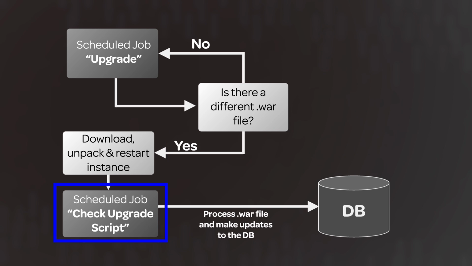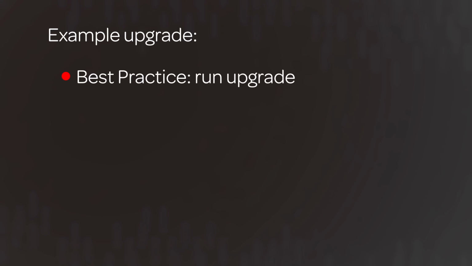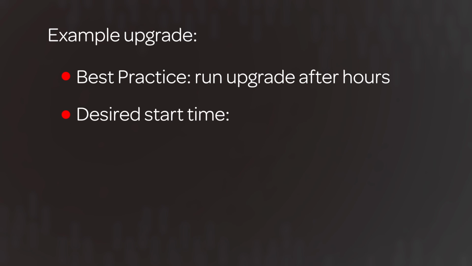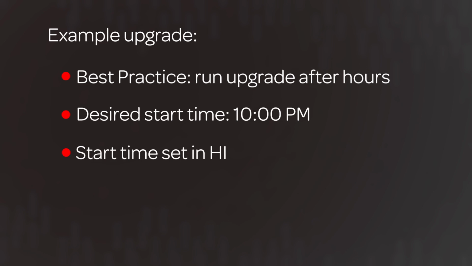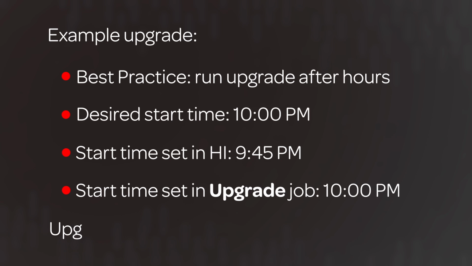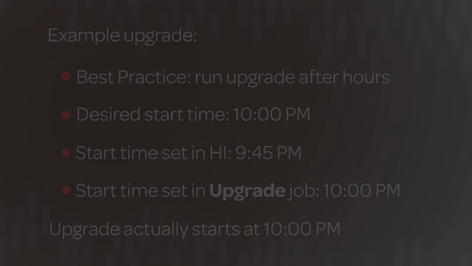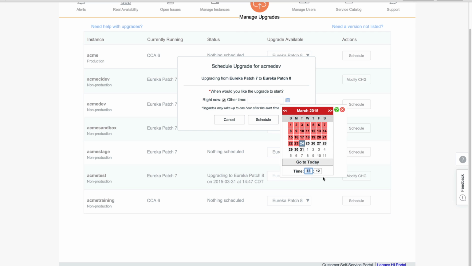The Check Upgrade script job runs automatically when a node is restarted. If it finds a new and unpacked WAR file, it processes the file and begins updating the database. Let's see how this works in practice. In this example, our upgrade scheduled job starts at the top of the hour every hour. According to best practices, upgrades should be performed after business hours. We want our upgrade to start at 10 o'clock p.m. today, so we set the date and time in High to 9:45 p.m. today, which is 15 minutes before the upgrade scheduled job. So we'll set the start time to 9:45 p.m., which is 21:45 on this 24-hour clock.